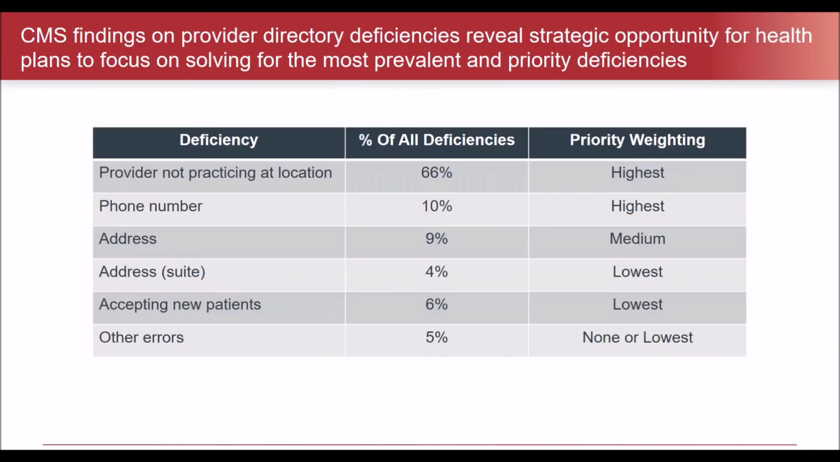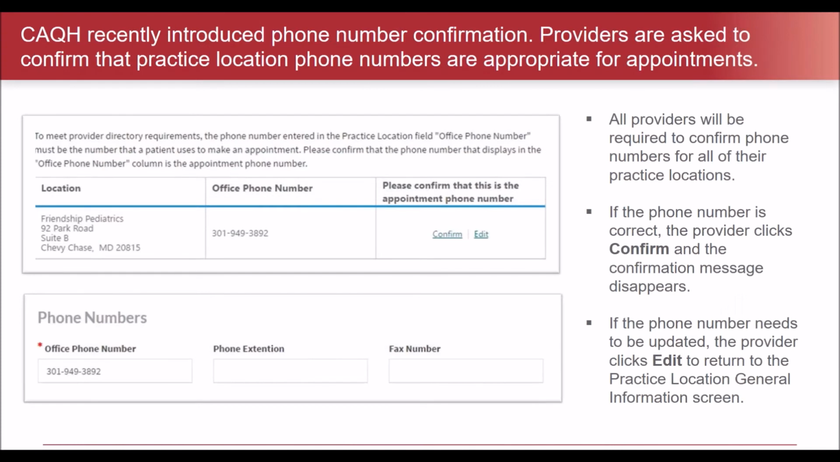So we'll move to the next one. So speaking of going to the next one, the phone number inaccuracy is, as CMS found, the second most prevalent, so 10%, also very highly weighted. We'll go to the next slide just to show how we're trying to tackle it right now.